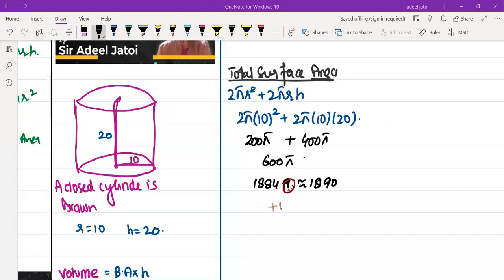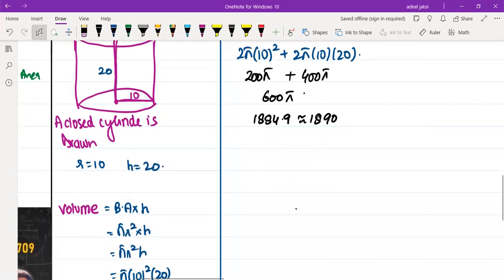We'll donate obviously 1 to it, and then 5 will change 8 to 9. So this should be 1890 as three significant figures. But this was for what? This was for a closed cylinder.